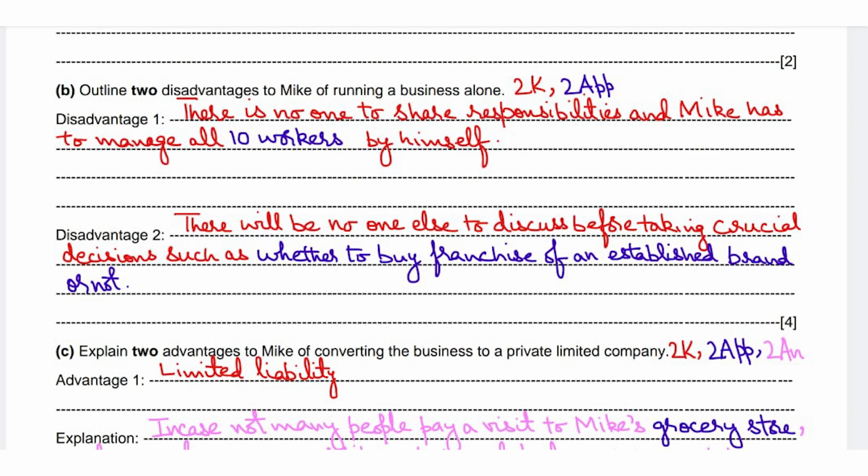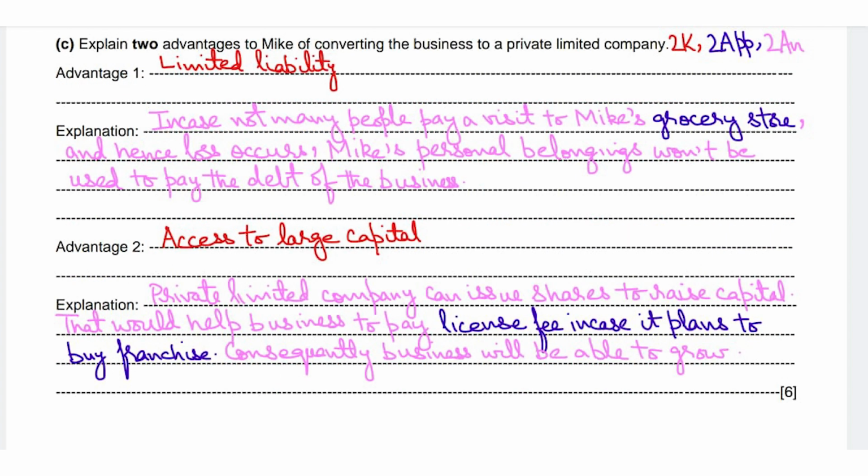Then we have C part. Explain. Again, command word explain is there. 2 for knowledge, 2 for application and 2 for analysis. Explain 2 advantages to Mike of converting the business to a private limited company. So advantage 1 is limited liability, right? It is in red color, knowledge is there. And then I started my analysis. So the color is pink.